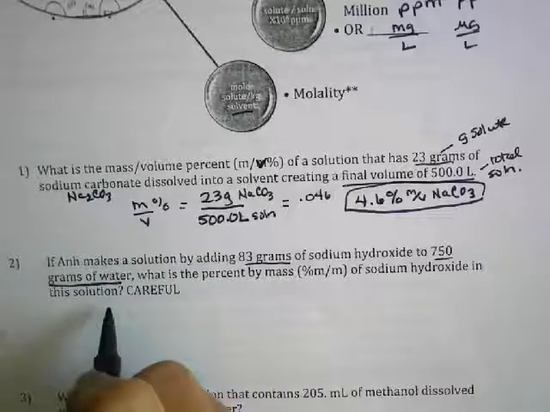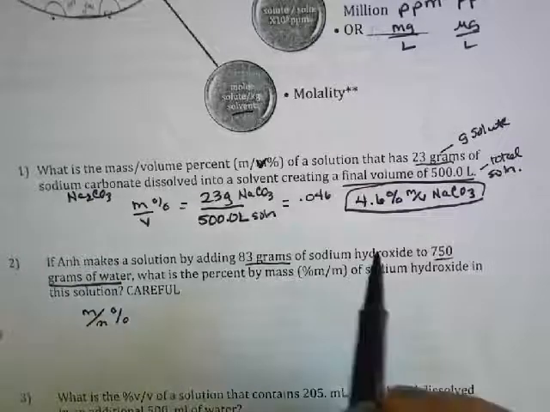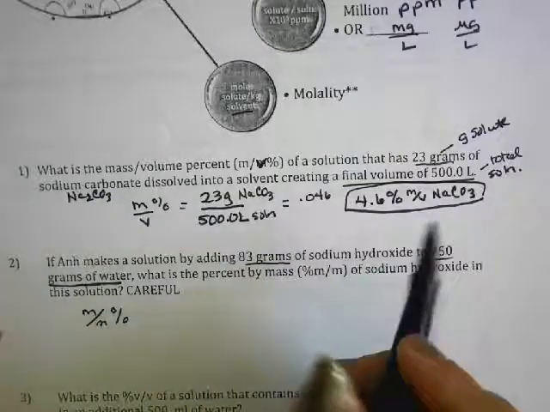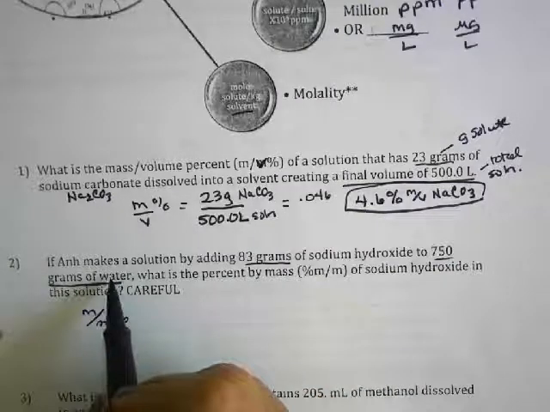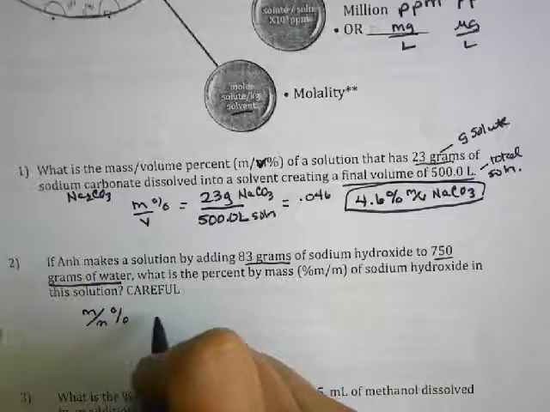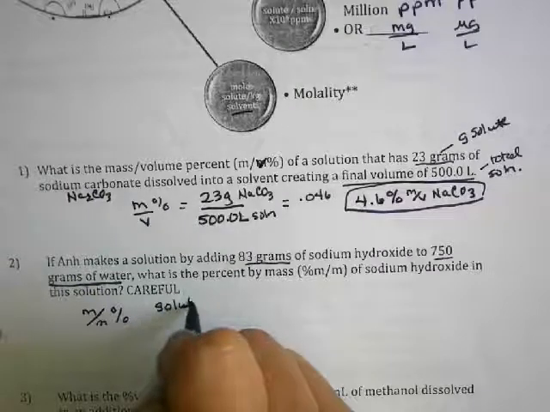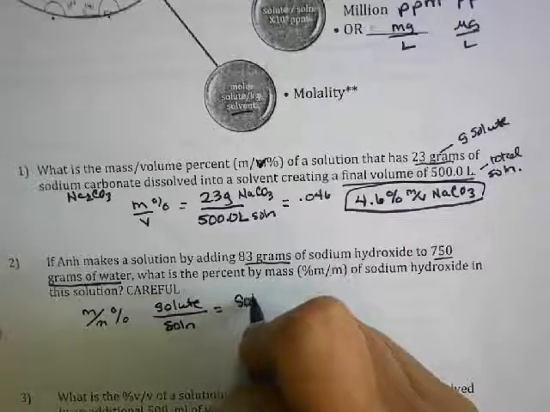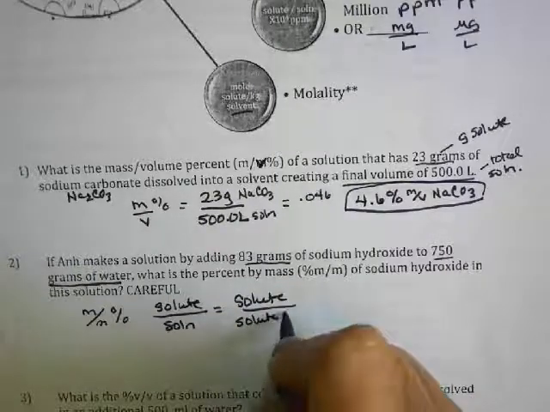We're looking for a mass over mass percent, and we have grams of sodium hydroxide. So we have grams of our solute, and then I give you grams of water. Notice grams of water is not your solution. Grams of water is just your solvent. When we express any concentration other than molality, we need the solute over the solution. And another way to state this is solute over solute plus solvent.